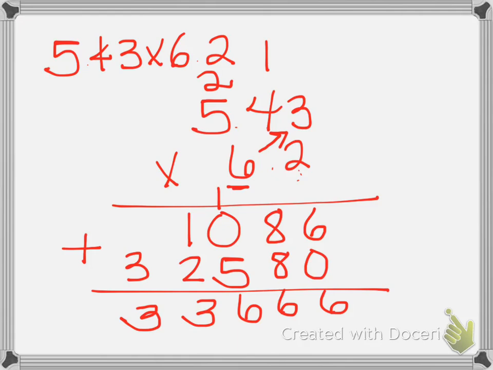And now I'm going to go up here and count my decimal places. 1 decimal place, 2 decimal places, 3 decimal places. Start over here to the right and go 1, 2, 3. So my decimal is going to be 33.666, or 33 and 666 thousandths.